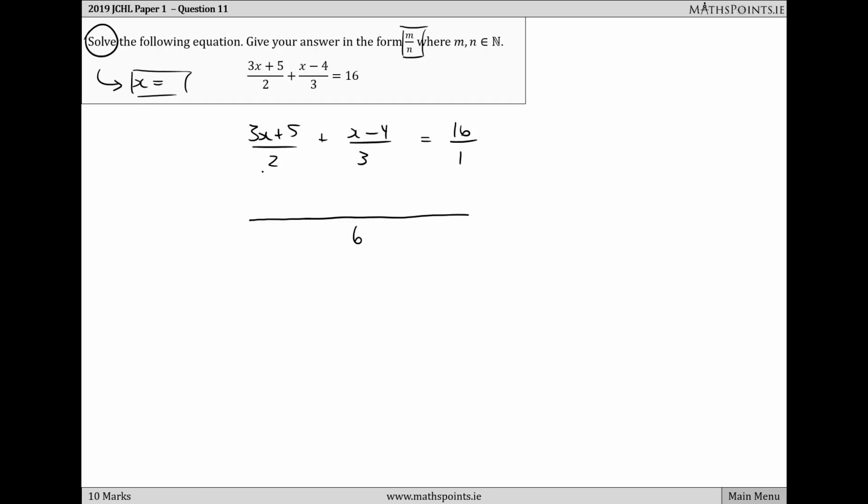The way that we do that is we decide, well, what did I multiply 2 by to get 6? Well, 2 into 6 goes 3 times, so I must have multiplied it by 3. That means I need to multiply the numerator of the first fraction by 3. So that's going to be 3 times 3x plus 5. Similarly with the second fraction, what did I multiply 3 by to get 6? Well, I multiplied it by 2. 3 into 6 goes 2 times. So I need to multiply the numerator, x minus 4, by 2.